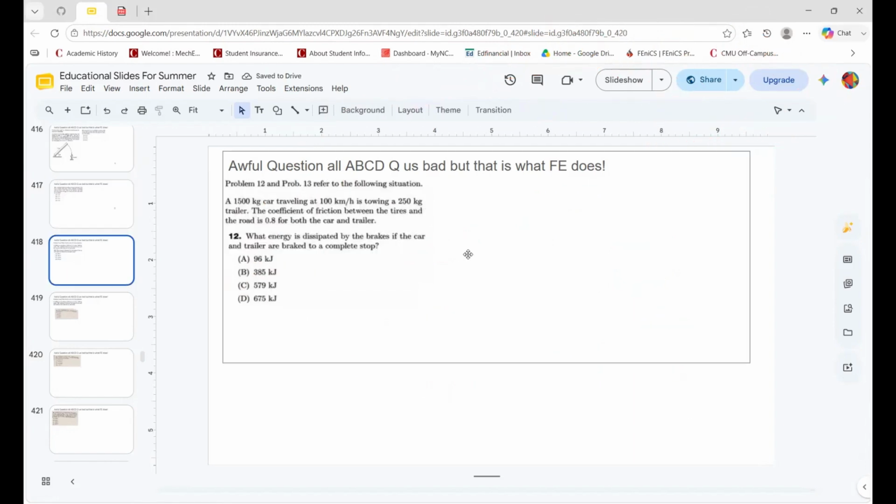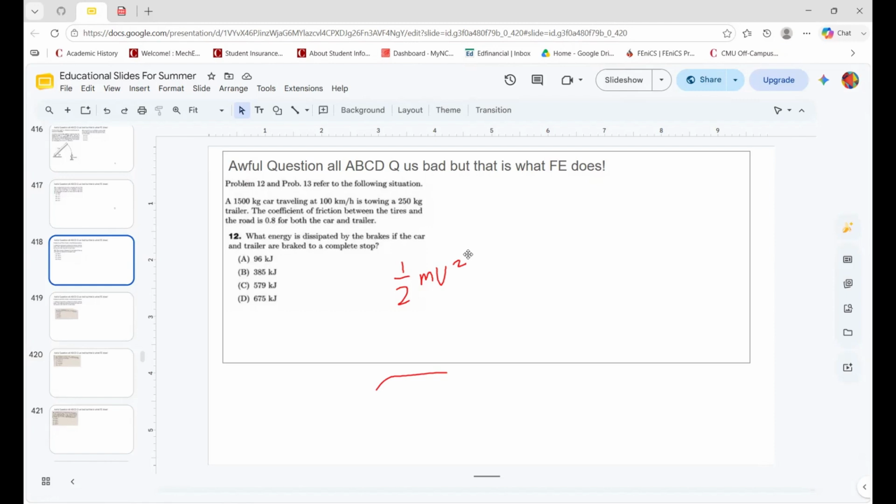Anyways, we're gonna do a 1500 kilogram car traveling at 100 kilometers per hour is towed at 250 kilograms. The trailer. The coefficient between the tire and road is 0.8. What's the energy dissipated by the brake if the car and the trailer are braked to a complete stop? So what that really means is basically you have a one half mv squared, right? And now we need to do work. And if I remember correctly, work is well.